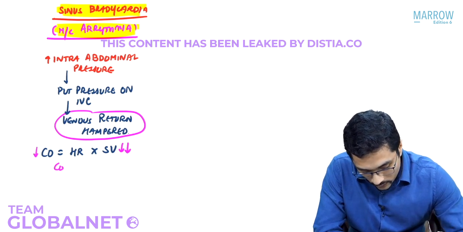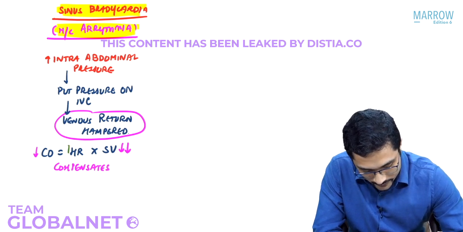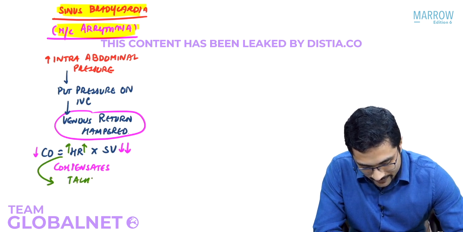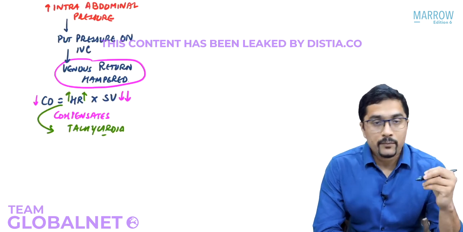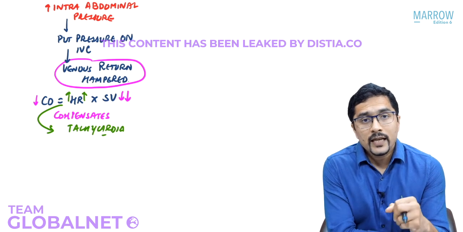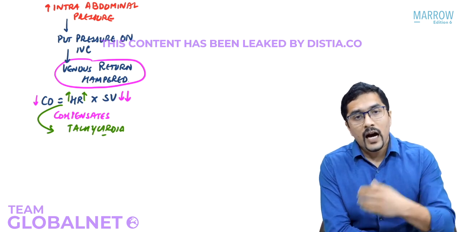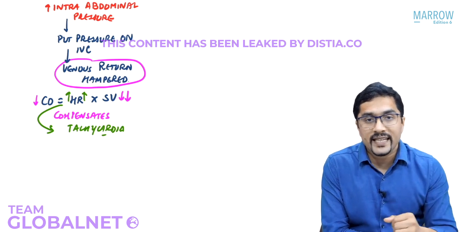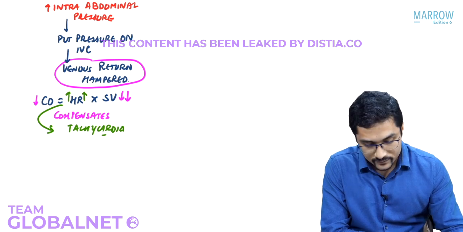So how will the body compensate? The body compensates by increasing the heart rate. So initially there is brady followed by tachycardia. There can also be hypotension. In fact, you must have seen that as soon as pneumoperitoneum is created, after some time, if you see the BP reading on the monitor, there can be hypotension at that time as well.